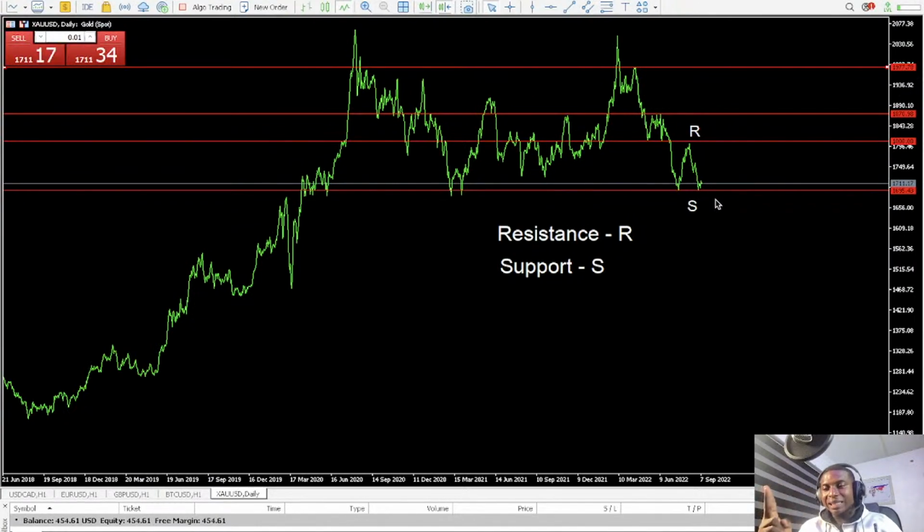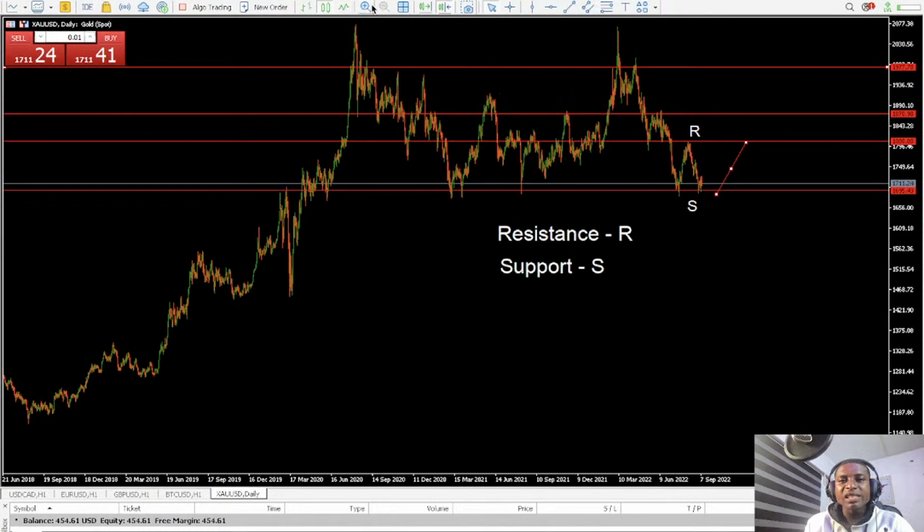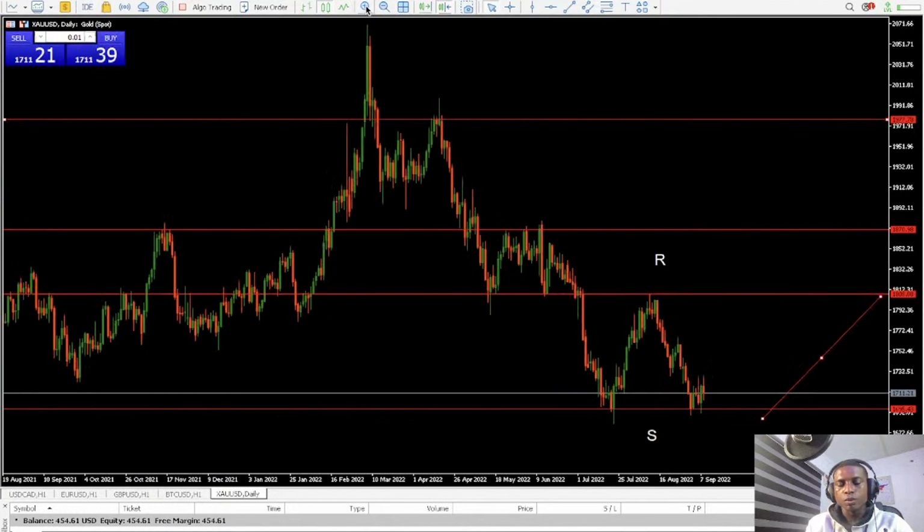Now there are two things that can actually happen here. One, we might see price drop. Or we might see price pick up to this level. So looking at this now, how do we know what price is most likely going to do?